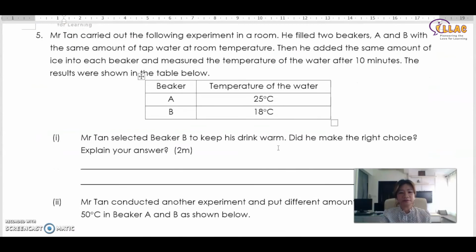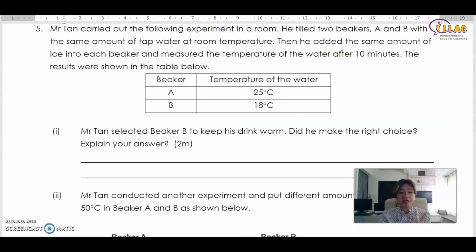Mr. Tan carried out the following experiment in a room. He filled two beakers A and B with the same amount of tap water. So he added the same amount of ice into each beaker. So same amount of water, same number of ice. They measured the temperature of the water after 10 minutes. So the only thing that is different will be the materials of the beaker. Beaker A, temperature of water 25. Beaker B, temperature of water 18.